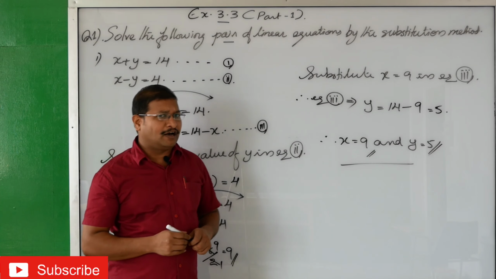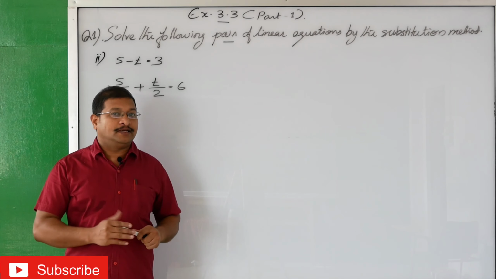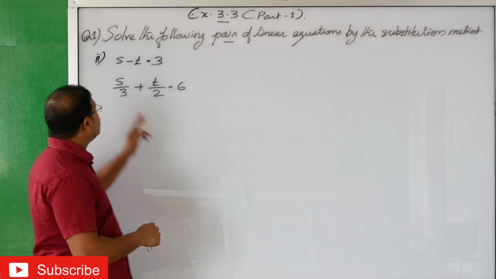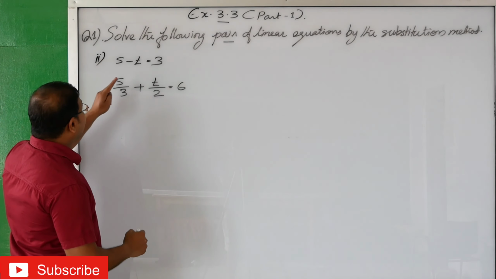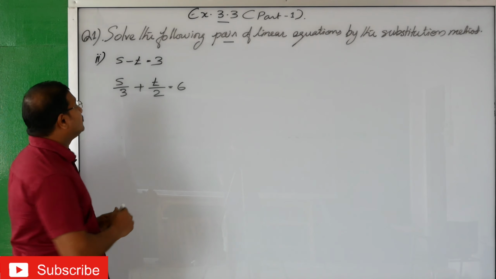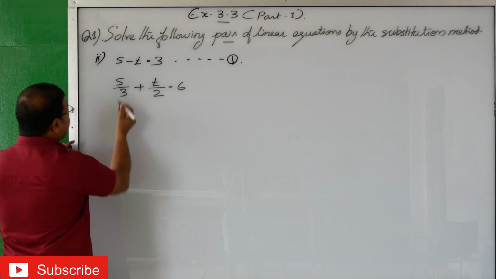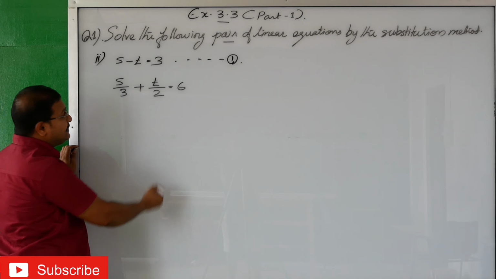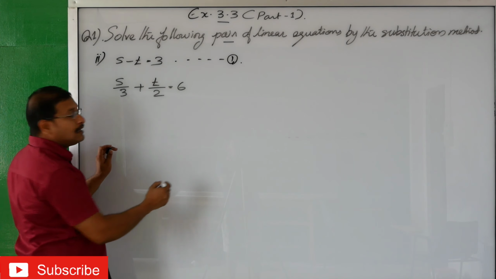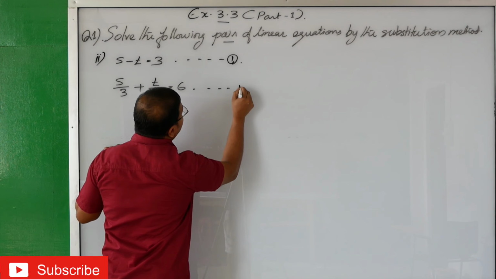Let's go to the next question now. Let us see the next question. Question number 2. I'll read the question once. s minus t equals 3. That is equation number 1. Second equation, s by 3 plus t by 2 equals 6. That is equation number 2.